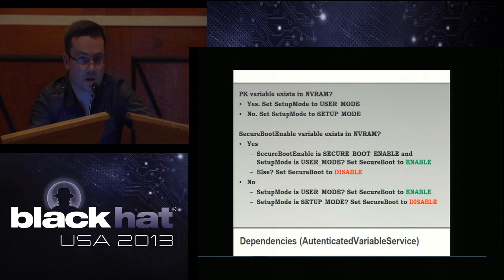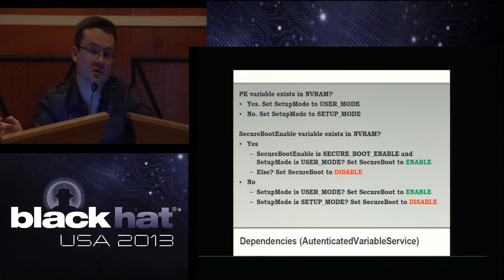So there are dependencies on those variables. For example, if the platform key doesn't exist, then the setup mode is set to setup mode. Otherwise, it's set to user mode. If the secure boot enable variable exists in NVRAM, and if the value is secure boot enable and the setup mode is in user mode, then the global secure boot is enabled. Otherwise, it's disabled. If the secure boot enable variable doesn't exist, then it only depends on setup mode. So if setup mode is in user mode, then we enable secure boot in the UEFI firmware.